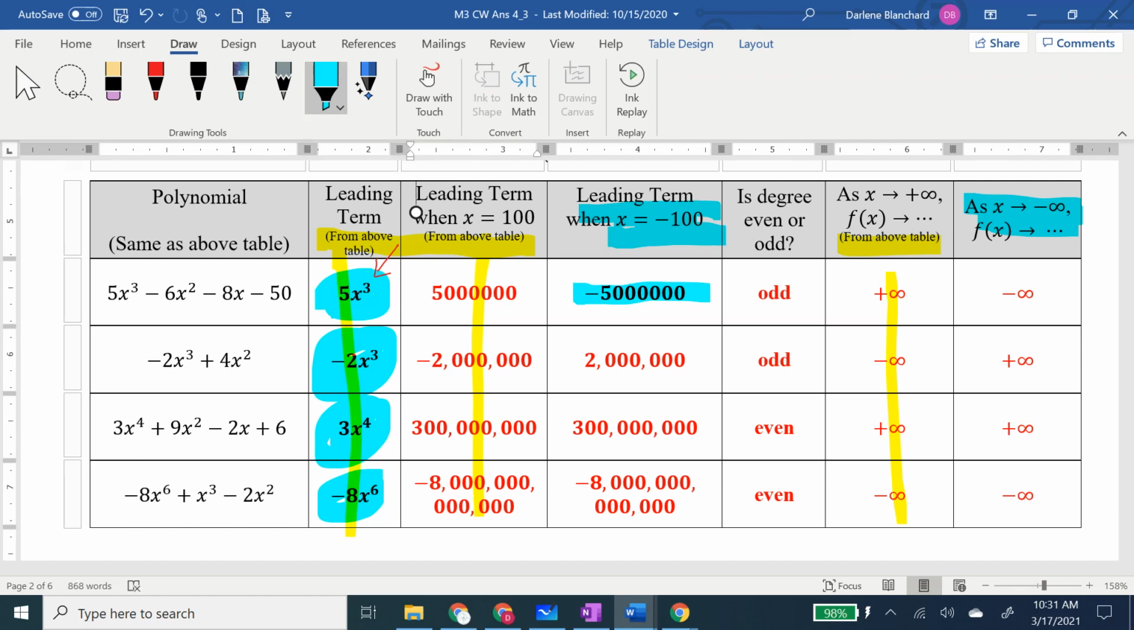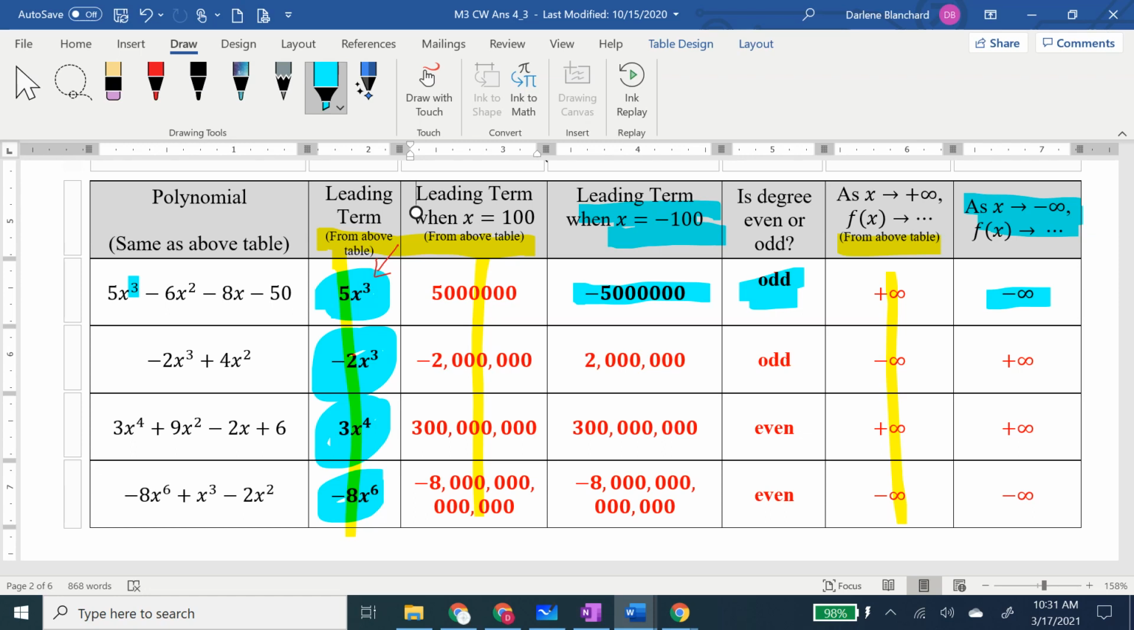I want to point out that the degree of a polynomial is the largest exponent. So this first polynomial is degree 3. That's an odd degree polynomial. And its left end is heading to negative infinity.